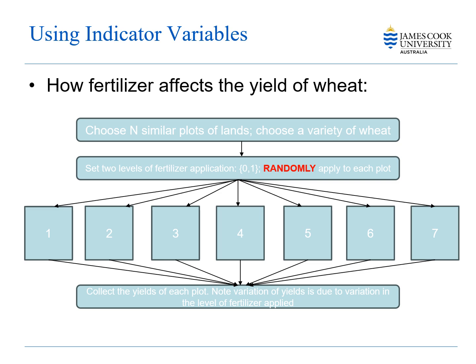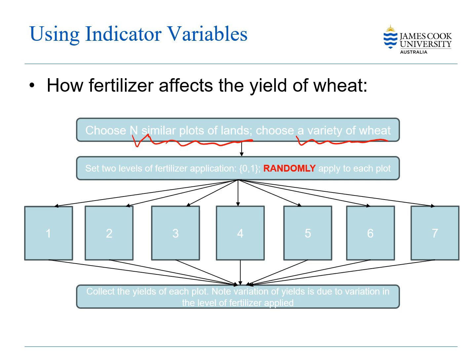So first, we choose n similar plots of land, or actually, ideally, the same plots of land with the same characteristics. N would be our sample size, could be 30, 20, 40, whatever. And we also pin down a particular variety of wheat. So this is an experiment. We have the freedom of controlling other factors that can affect the yield.